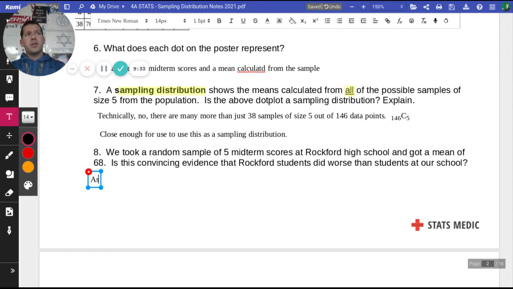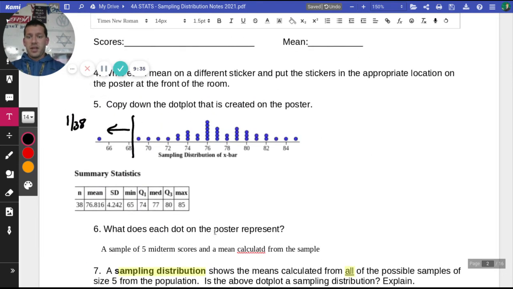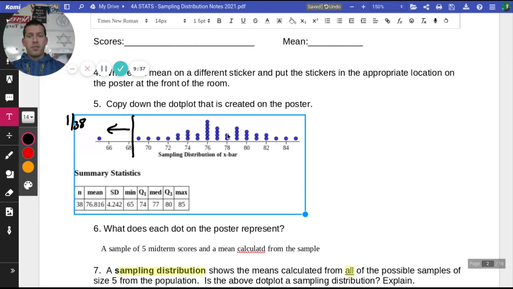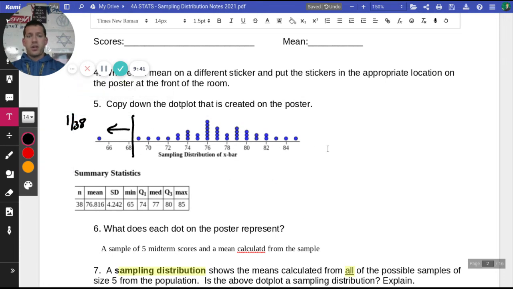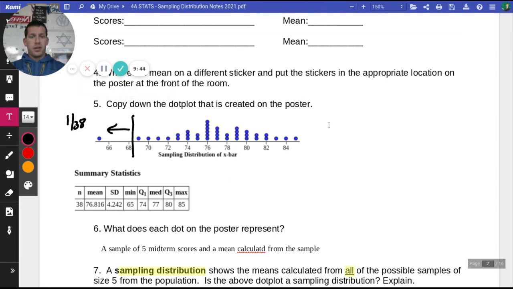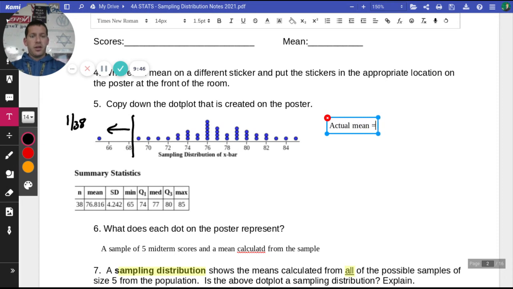So this mean up here, if we have the mean of all that data, it's 76.8, and that's actually pretty close to the actual mean. The actual mean is 76, the actual population mean. So that tells us that mu is 76.